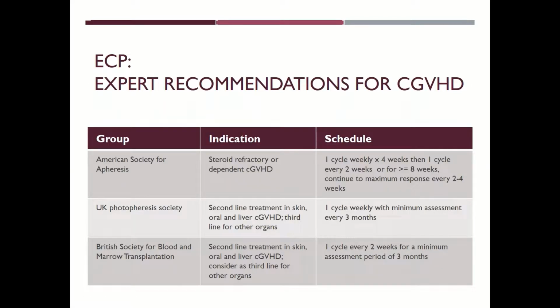There exist at least 3 expert groups who recommend ECP for graft-versus-host disease: the American Society for Apheresis, the UK Photopheresis Society, and the British Society for Blood and Marrow Transplantation. All of them indicate it for steroid refractory or dependent chronic graft-versus-host disease in at least the second-line setting. The recommended schedule is 1 cycle, so 2 treatments back-to-back, every 1 to 2 weeks for at least 8 weeks.